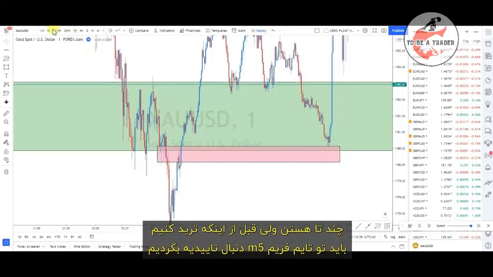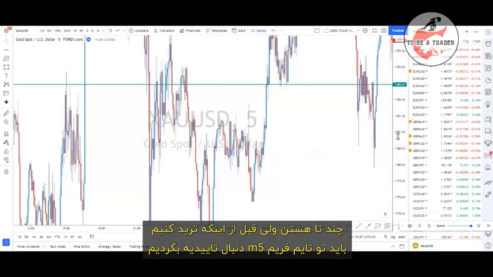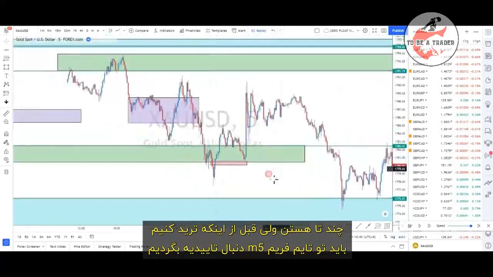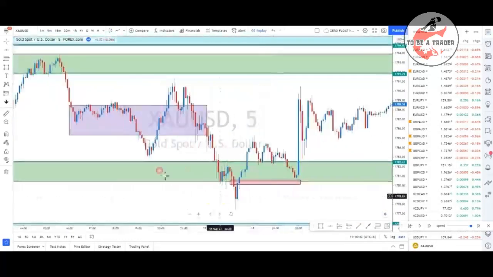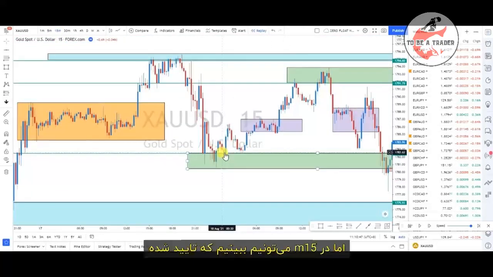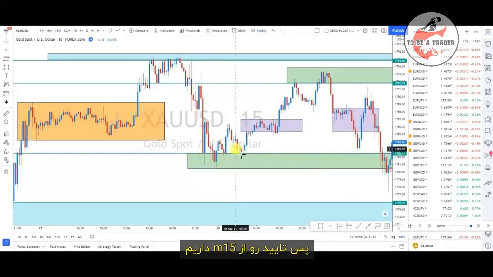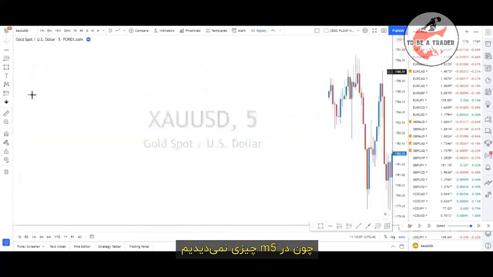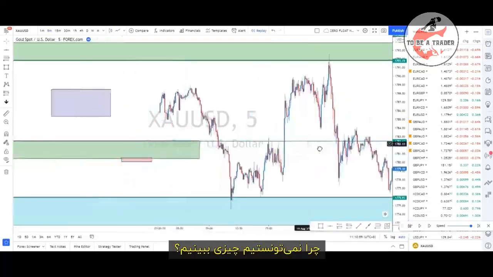So there are a few, but before we trade that area, we need to find confirmation in the M5 time frame. In the M5 time frame there is no confirmation because they're still inside the zone, but we can see it here on the M15. So the confirmation based on this one is the M15. Price comes back into this area and then goes back up again. So we have the M15 as a confirmation, because on M5 we couldn't see anything.